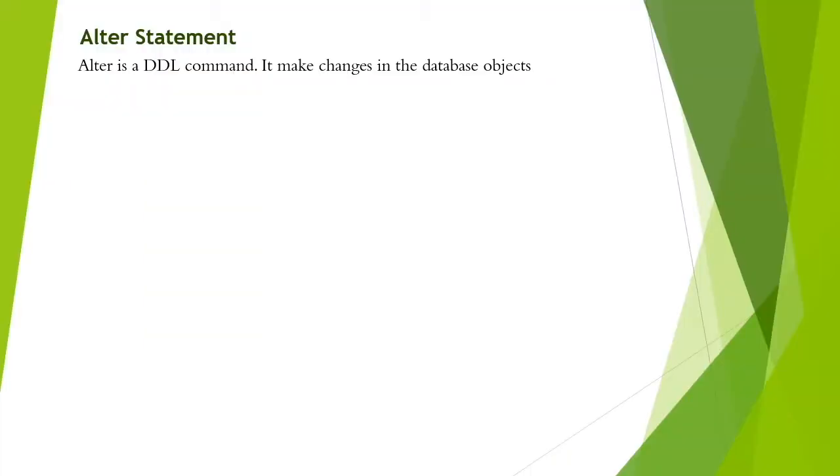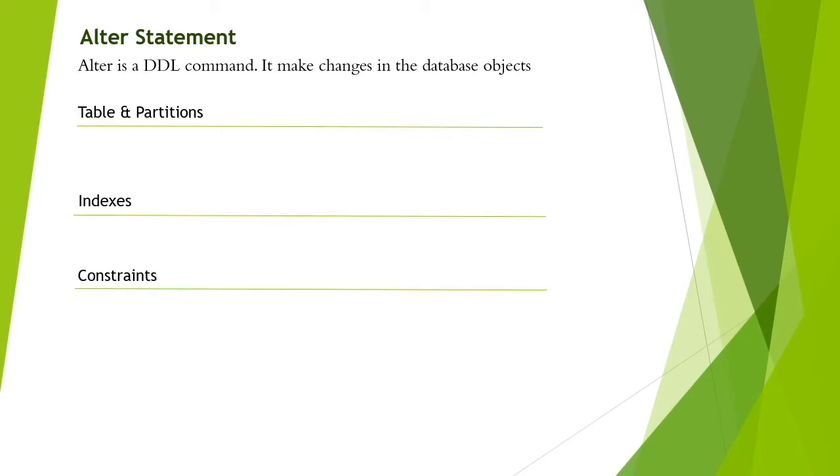So alter is a DDL command. It makes changes in the database object. So we will see what possible things we can perform using the alter command: we can update tables and partitions. We can modify, drop and create indexes, constraints and triggers. So these objects we can maintain using the alter statement.